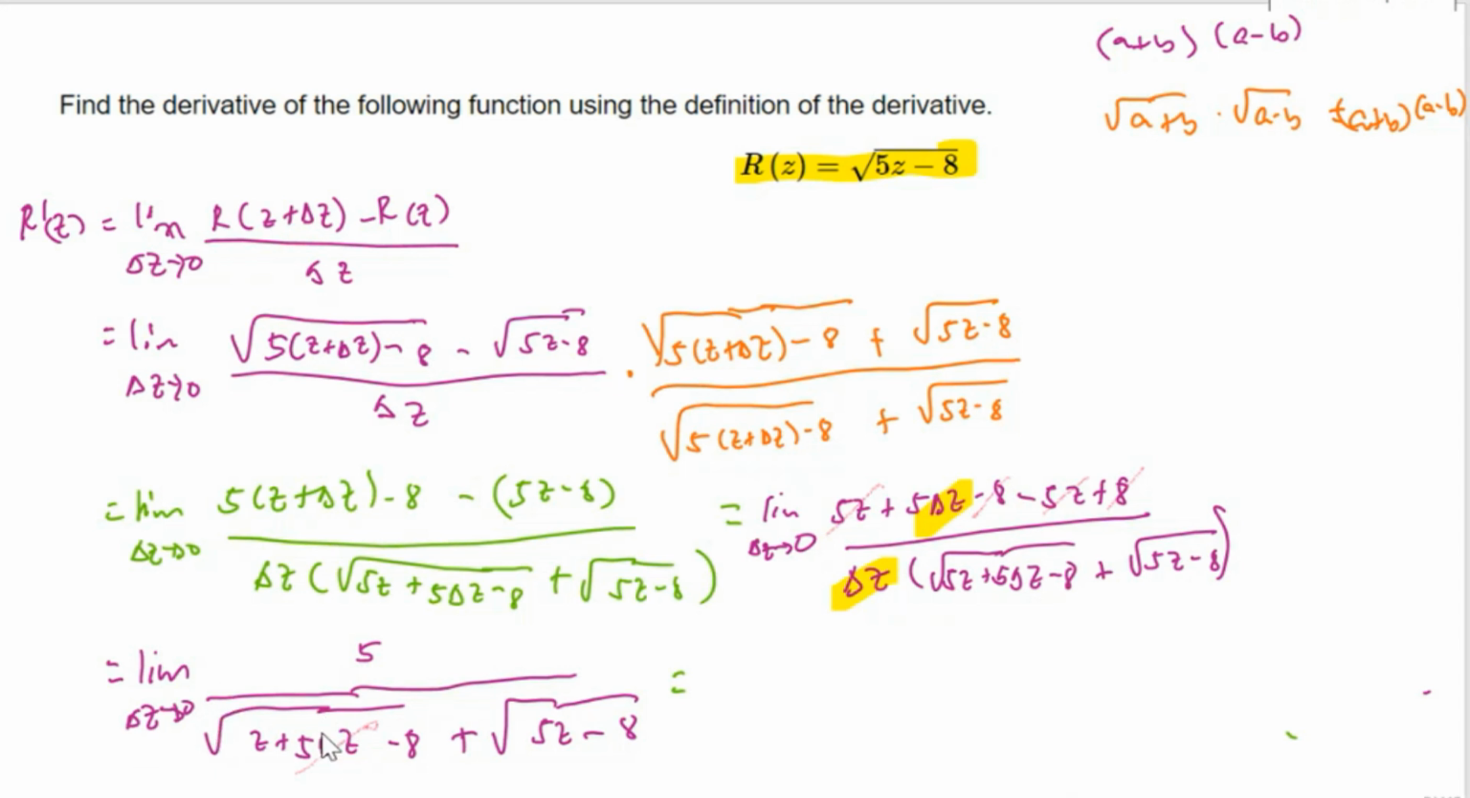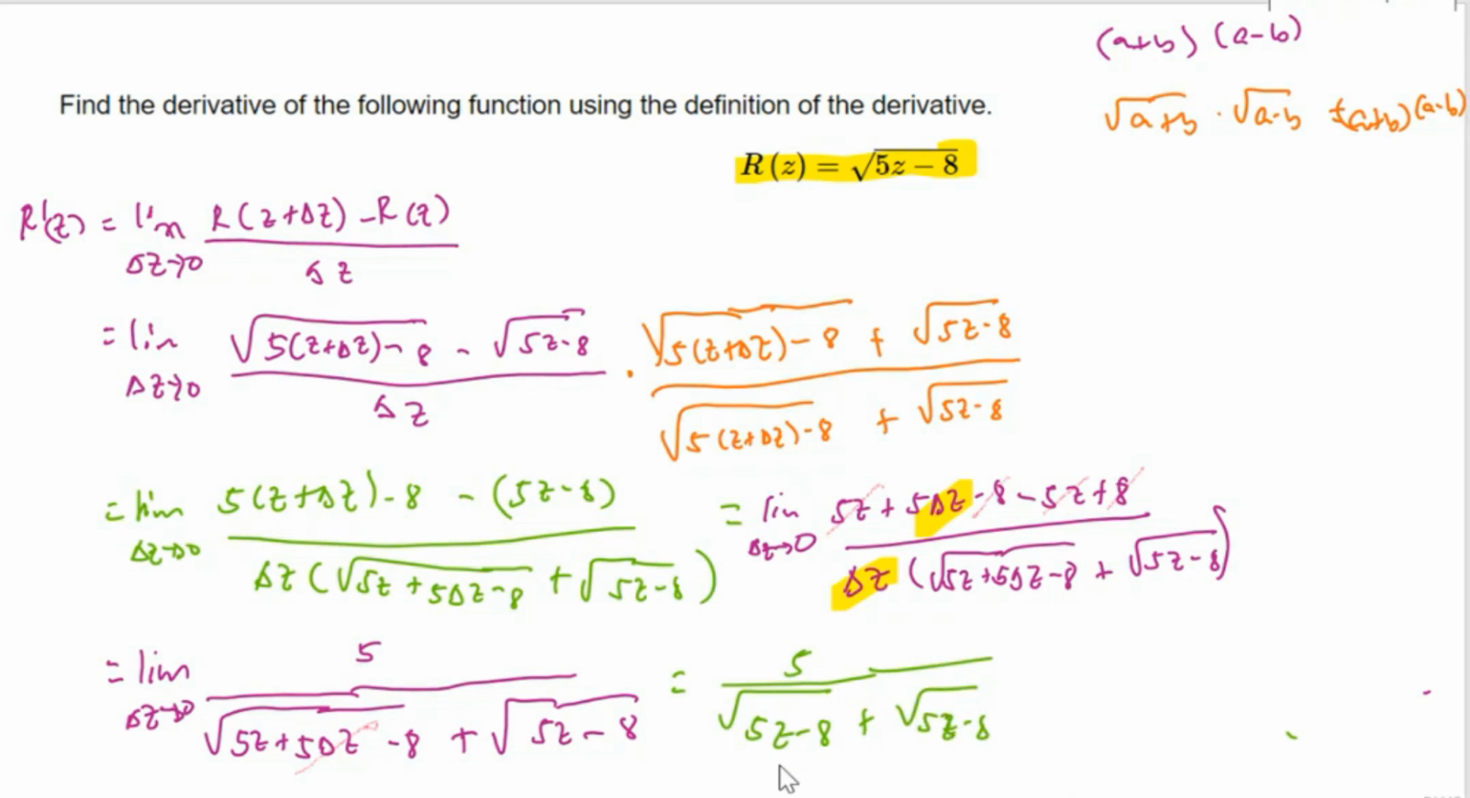So replacing delta z by 0, 5 times 0 is 0. So this term will be equal to 0. The remaining is our answer, which is 5 over the square root of, okay, there is 5z here again. I forgot to write 5z in the first term. So the final answer will be 5 over the square root of 5z minus 8 plus the square root of 5z minus 8.